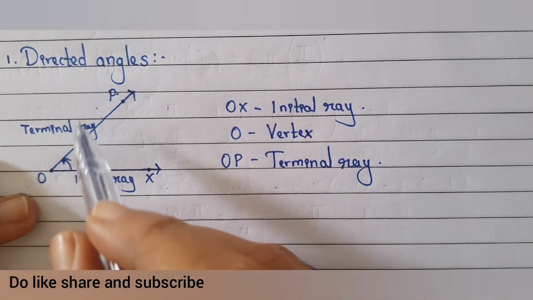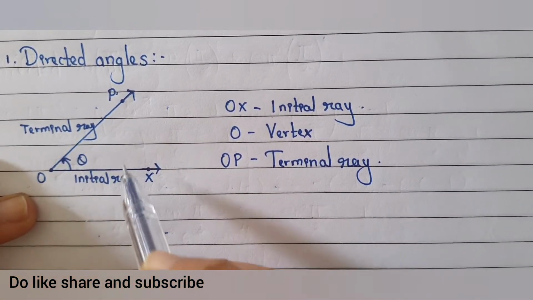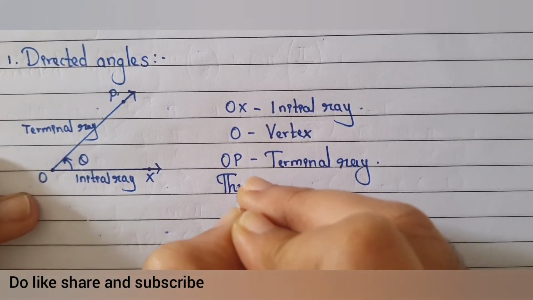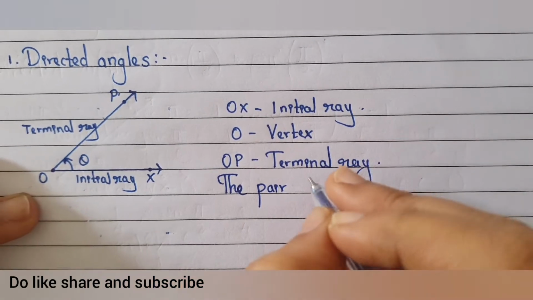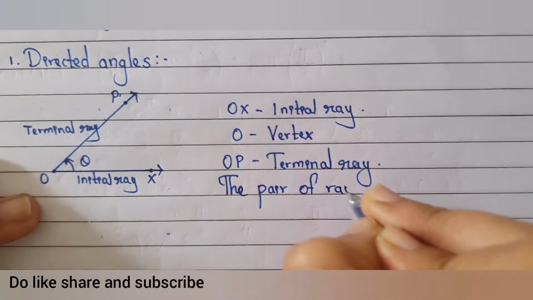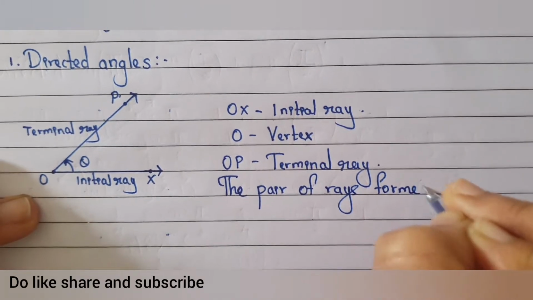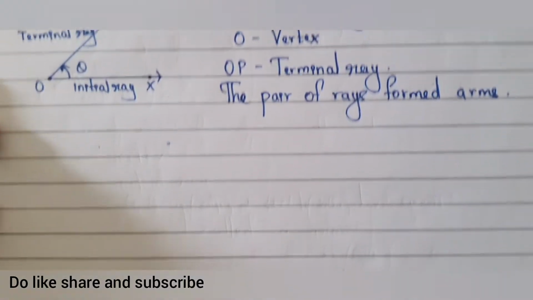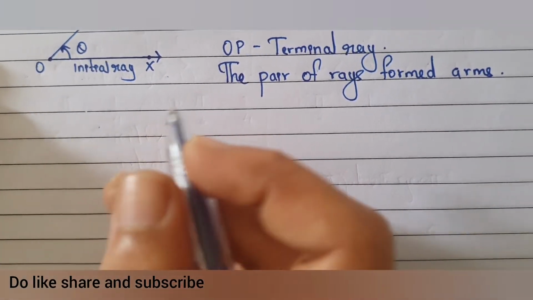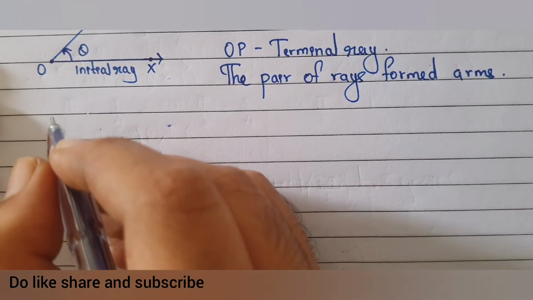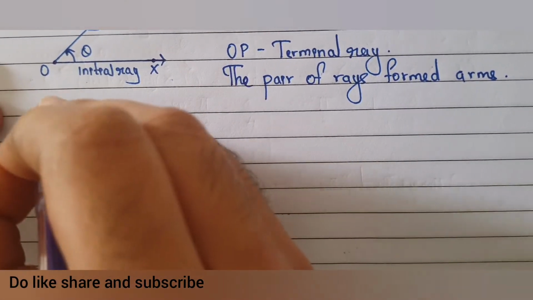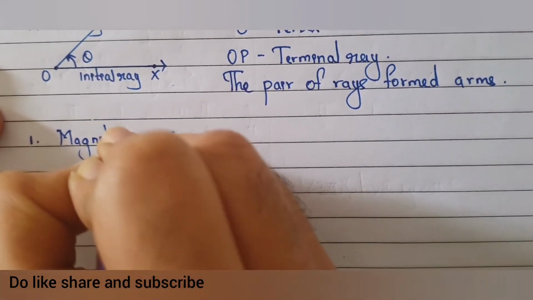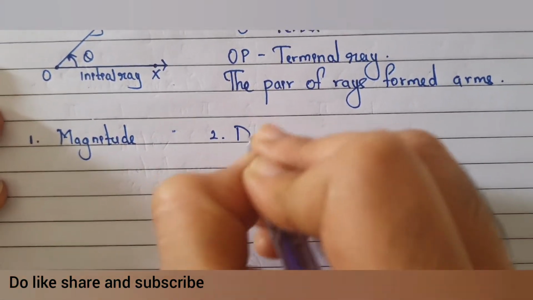And this pair of rays forming the angle is called arms. Now, on two factors these directed angles differ. That is, first one, magnitude, and second one, direction.